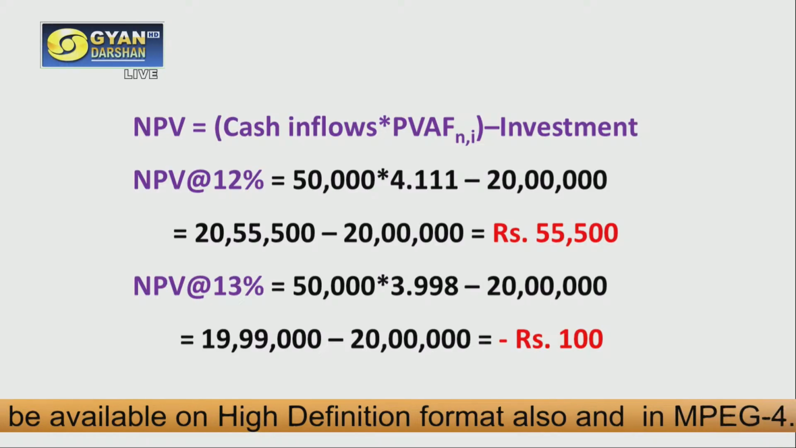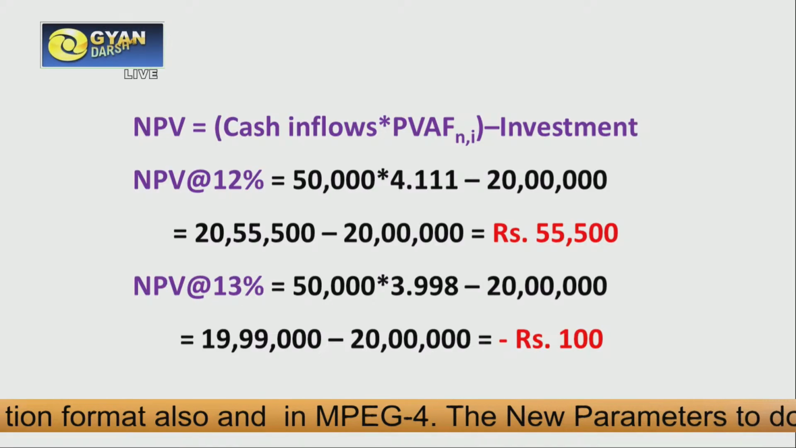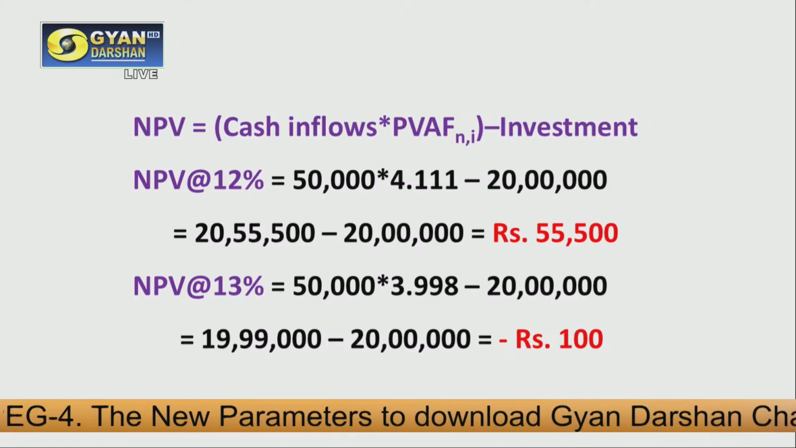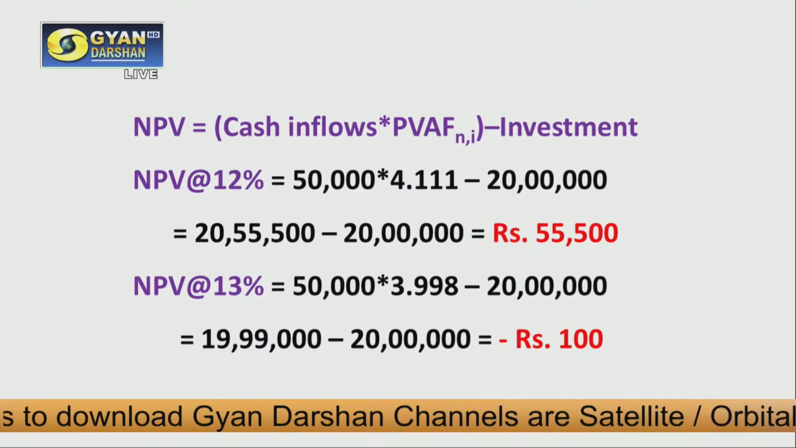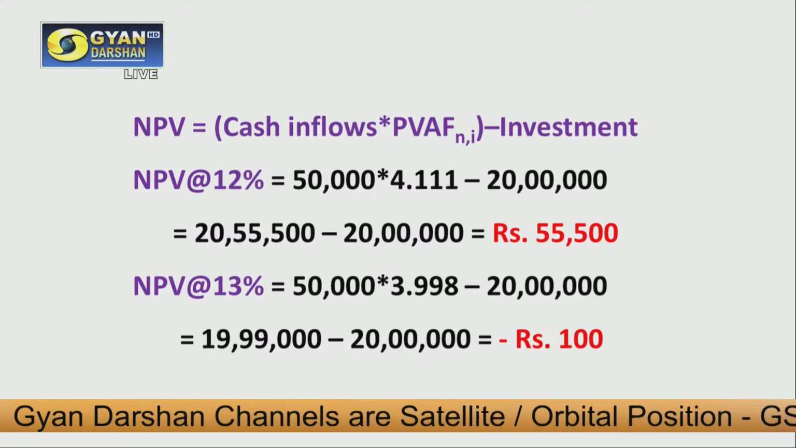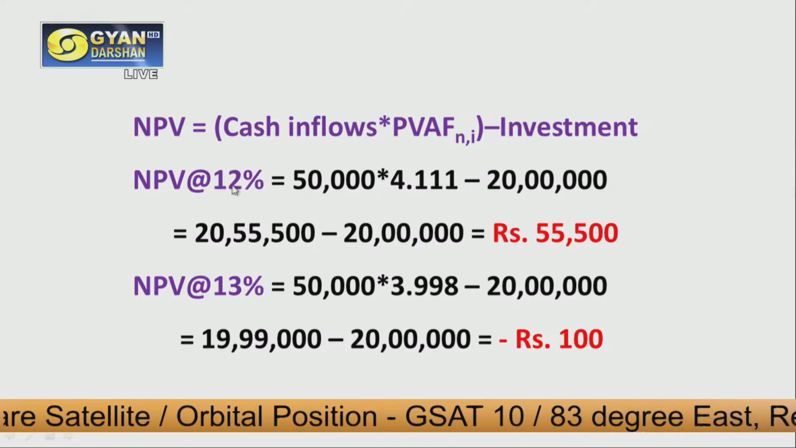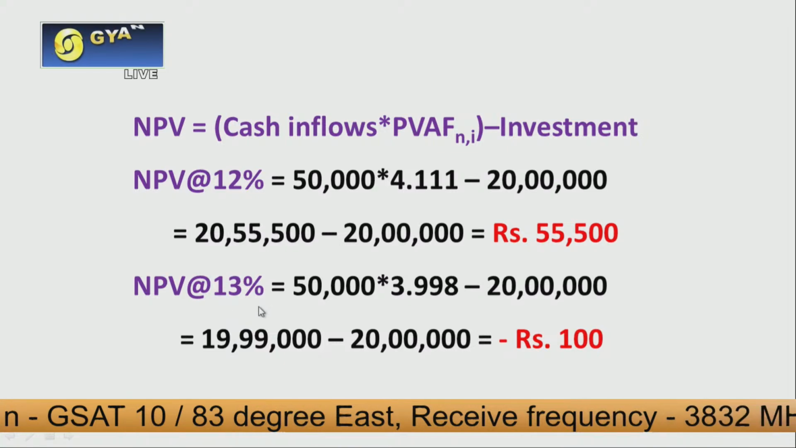But we need to calculate our IRR, and IRR is that rate at which our NPV is 0. That means I need to increase this 12% discount rate to that level which will make my NPV 0. So it is not happening at 12%. So the next rate I will pick here is 13%.